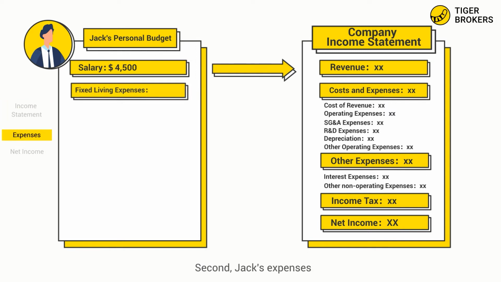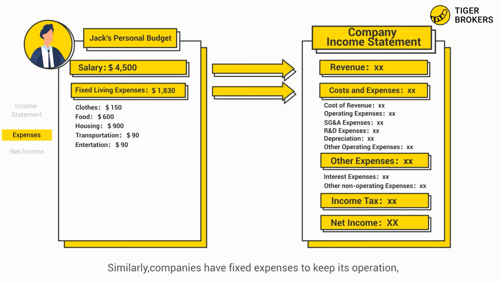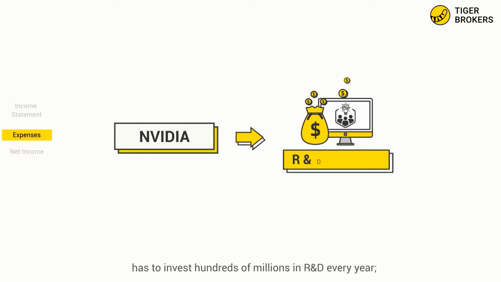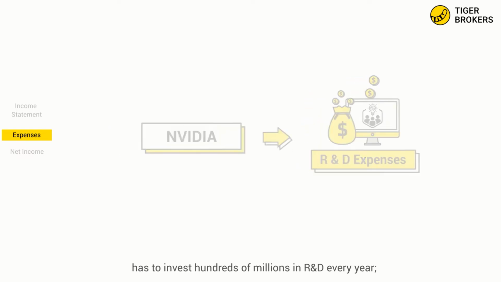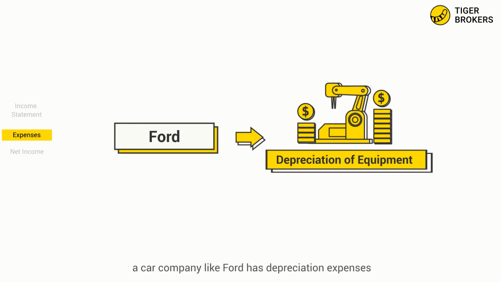Second, Jack's expenses. Jack needs to pay $1,830 for housing, food, transportation, and other essentials every month, no matter what. It's pretty much on a fixed schedule. Similarly, companies have fixed expenses to keep its operation, which are called expenses. For example, a technology company like Nvidia has to invest hundreds of millions in R&D every year. A consumer company like Coca-Cola has to spend tons of money to maintain sales channels. A car company like Ford has depreciation expenses for its production equipment annually.